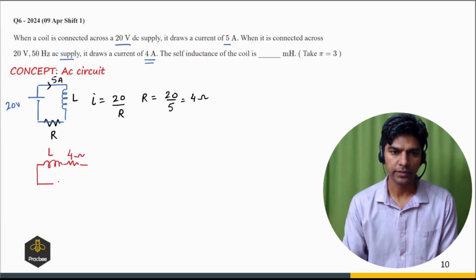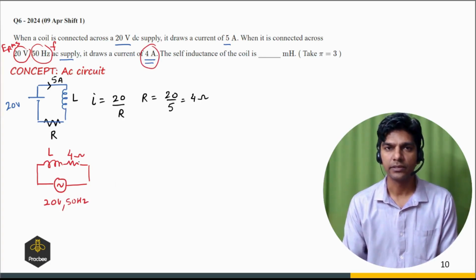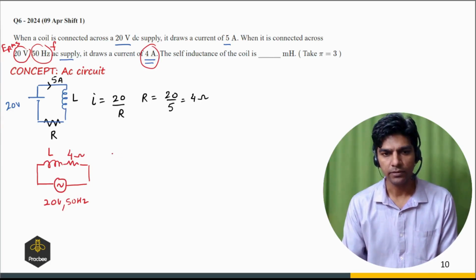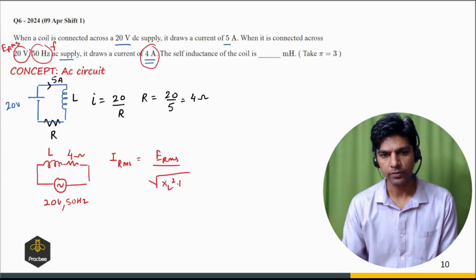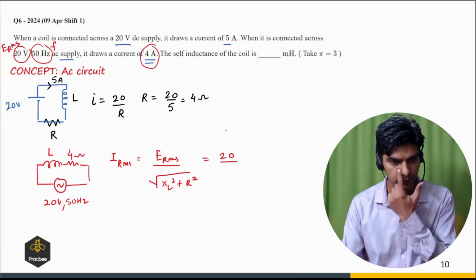It is connected with an AC source, and we know the ERMS. So this 20 volt is the ERMS value, and this is the frequency, 50 hertz. And now in this case the current is 4 ampere and it's an LR circuit. So in an LR circuit the RMS current is defined as ERMS divided by root of XL square plus R square. Now let us substitute the values. ERMS is 20 and let us find the value of XL first.